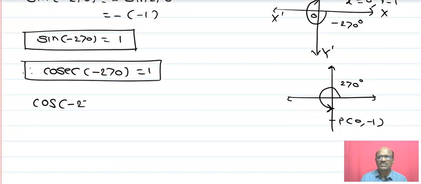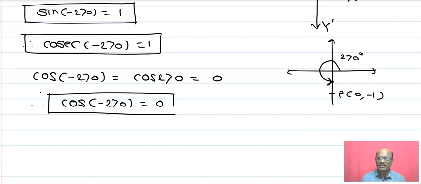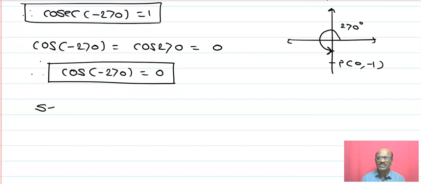Now, cos of minus 270. Cos absorbs the negative sign. It becomes cos of 270. But it is on the y-axis and the definition of cos is x upon r. X is 0 there. Point P denotes 0 and minus 1. Therefore, cos of 270 is 0 and its reciprocal is 1 upon 0, which is not defined.